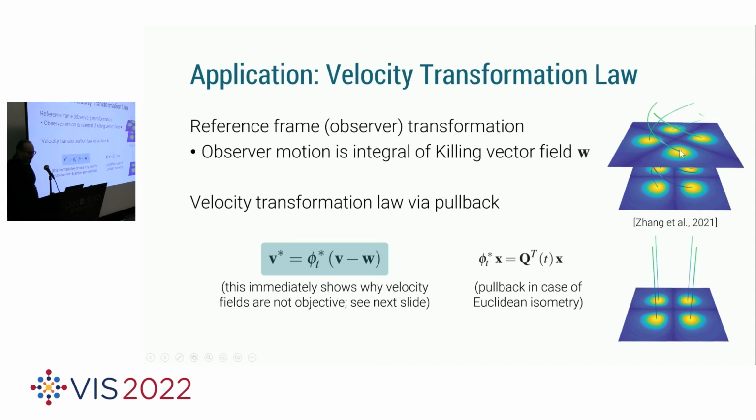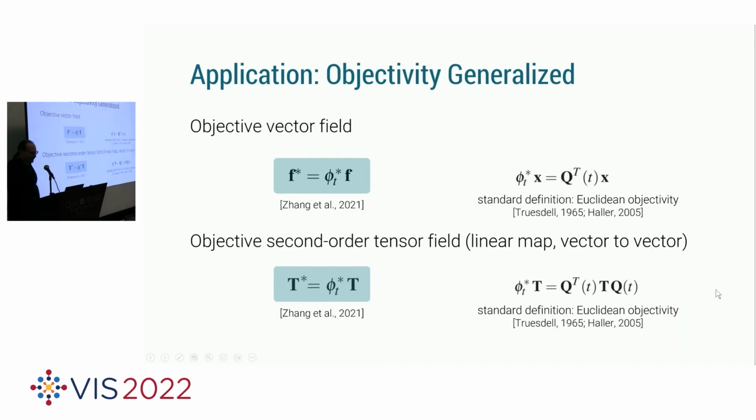Which could mean that a rotating motion is transformed into an observer that sees this as a non-rotating motion and so on. So we can use this to generalize objectivity. Objectivity is a concept that says, if I compute something, does it depend on the reference frame or not? And in general, we would like things to be not dependent on the reference frame. So if that is the case, we can say, when is a vector field objective?